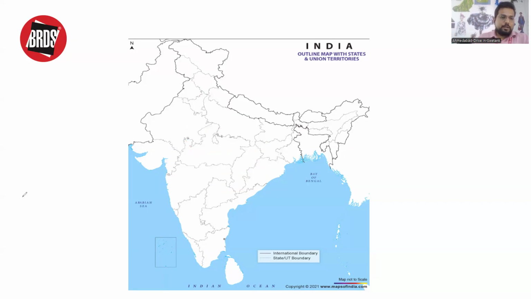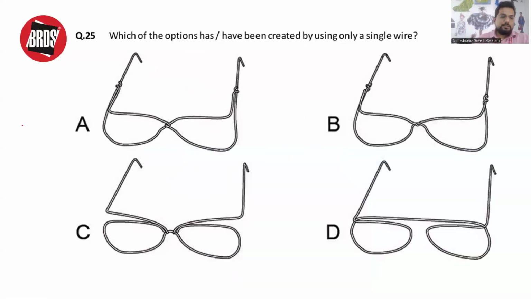Okay. Moving ahead to the very next question of the same MSQ section. Again, a very simple question which you can attempt just by following the lines. They have asked which of the options has or have been created using only a single wire. So you have to just follow the lines. If I start from here, I can continue like this, like this, and like this, but it clearly ends at this particular point. That means for the remaining part, another wire must have been used. So A is not our answer.